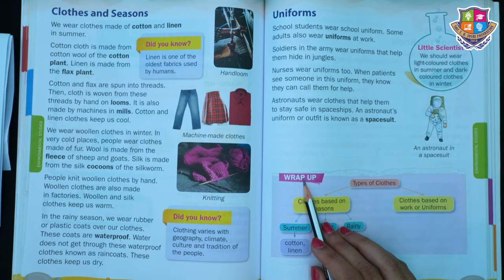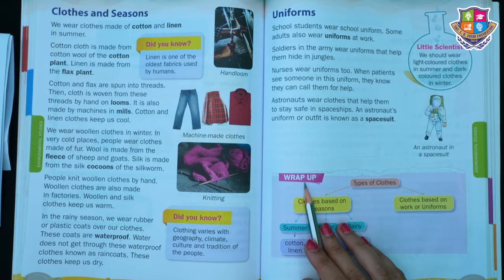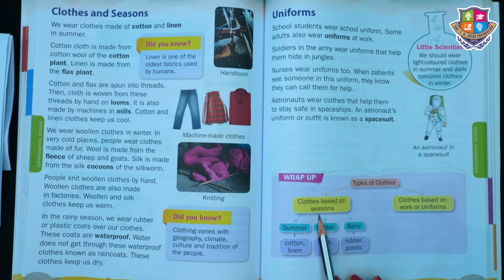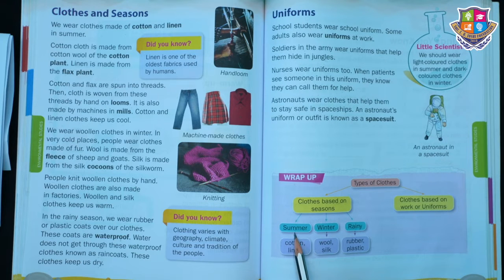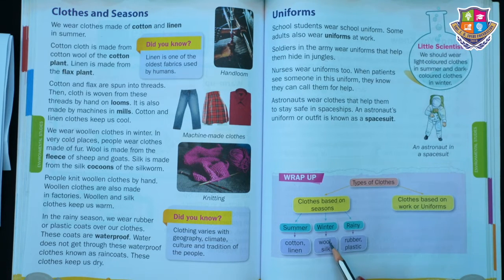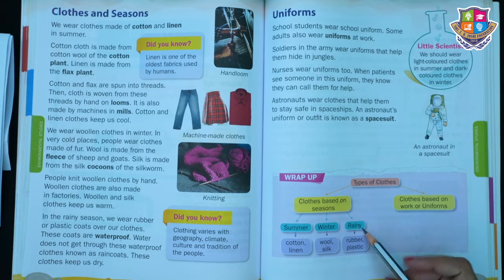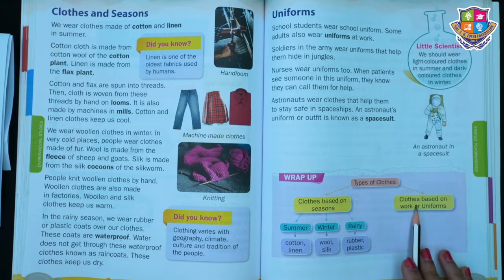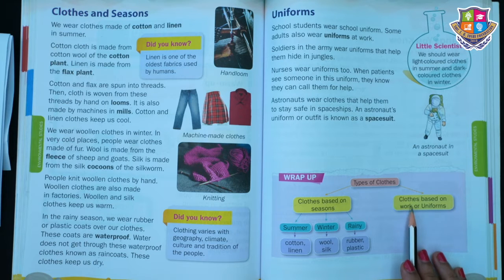Now, we are going to wind up our lesson. In this lesson, what have we seen? Types of clothes based on seasons: summer, winter, rainy. In summer, which type of clothes do we wear? Cotton and linen. In winter? Wool and silk. In rainy season? Rubber and plastic. And clothes based on work, or uniforms.